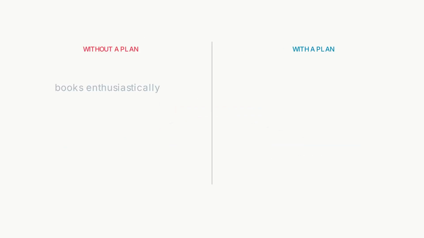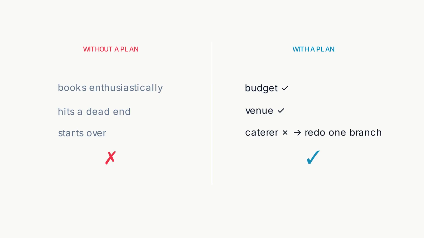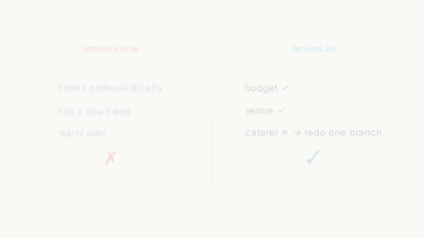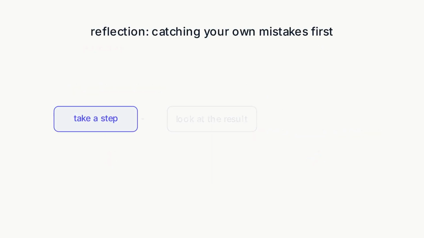Watch the same task run both ways and the difference is stark. Without a plan, the agent dives in, books enthusiastically, and paints itself into corners. With a plan, it moves in order, and when the caterer falls through, it knows exactly which branch to redo without touching the rest. Good planners do one more thing: they check their own work.